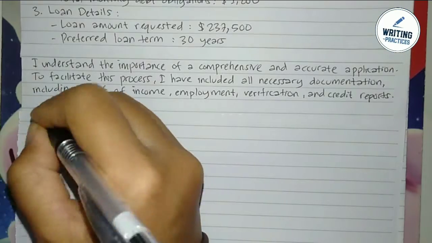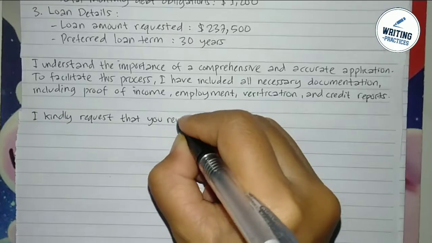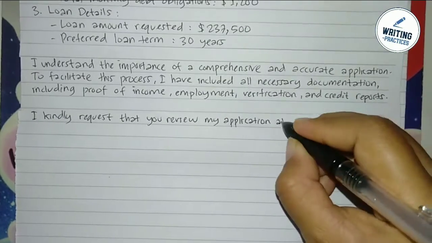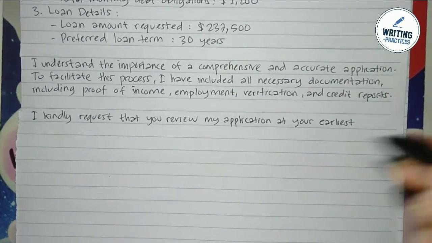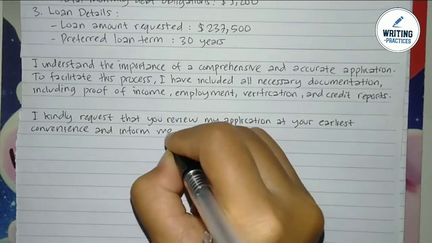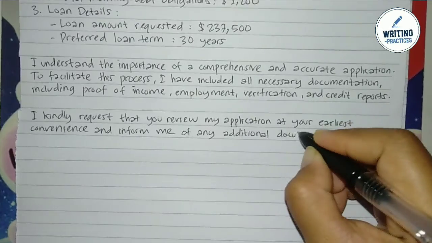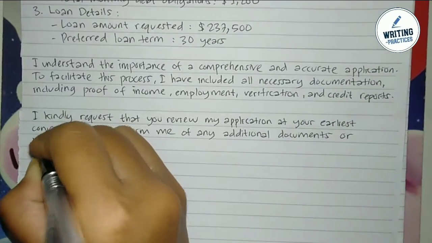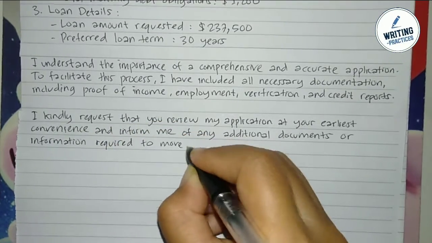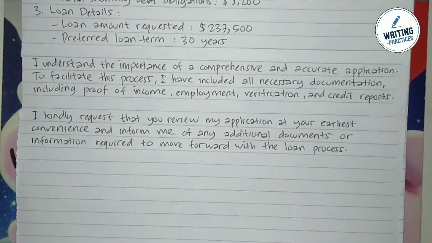And when you write it, make sure you really attach all the documents you have mentioned. This is a must. In the 5th paragraph, request for review. Here, the applicant asks the loan officer to review the application. And you can do the same. Don't forget to request feedback on any additional documents or information needed to proceed with the loan process. If you have no idea what to write in this section, you may simply copy this. "I kindly request that you review my application at your earliest convenience. And inform me of any additional documents or information required to move forward with the loan process."